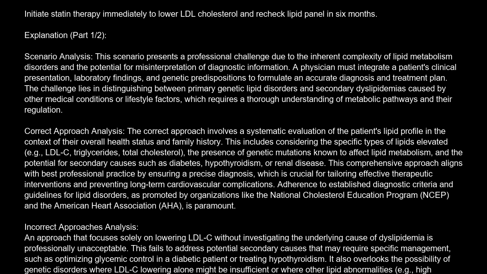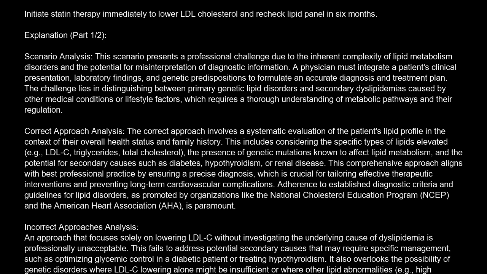Correct approach analysis. The correct approach involves a systematic evaluation of the patient's lipid profile in the context of their overall health status and family history. This includes considering the specific types of lipids elevated, e.g., LDL-C, triglycerides, total cholesterol, the presence of genetic mutations known to affect lipid metabolism, and the potential for secondary causes such as diabetes, hypothyroidism, or renal disease.